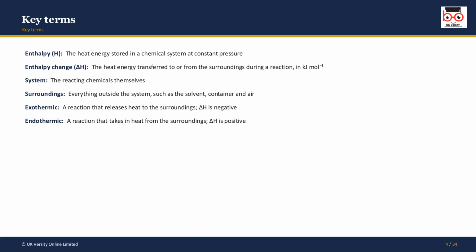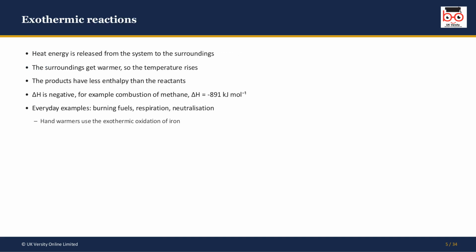is positive. In an exothermic reaction, heat flows out of the system into the surroundings, so the temperature around it rises. The products end up with less enthalpy than the reactants, which means delta H is negative. Take the combustion of methane at minus 891 kilojoules per mole. You meet this every day in burning fuels, respiration, and neutralization, and it's exactly how a hand warmer works, using the exothermic oxidation of iron.